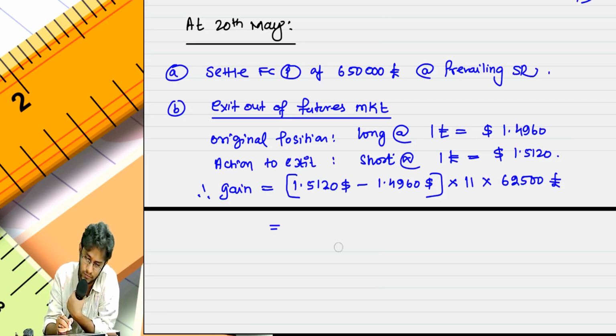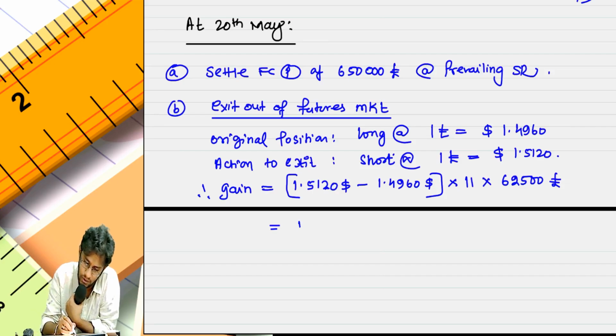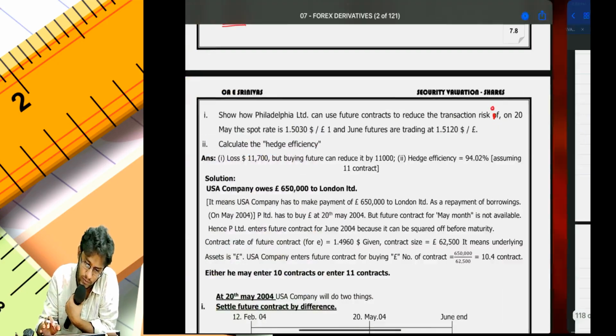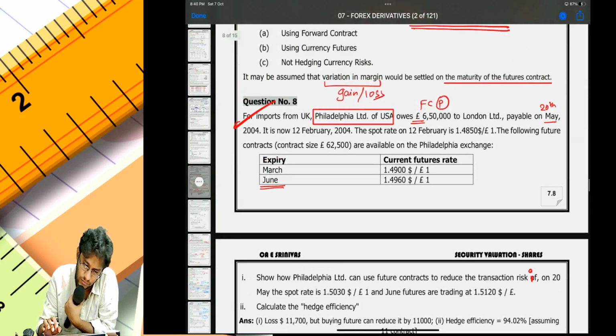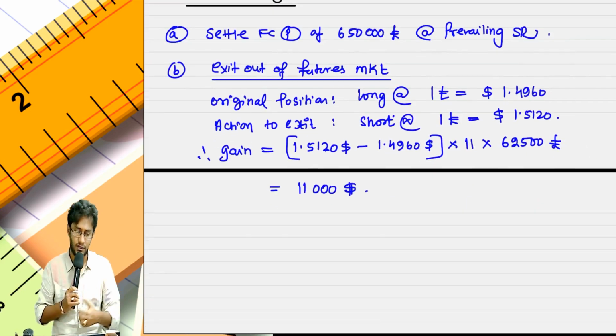Sorry. Yeah. Correct. Did I do wrong somewhere? No, I did it correctly, no? Gain is how much? 11,000. What is this? Which currency? Dollars. Why did I write pounds here? Are you a UK company or a US company? You are a US company. Okay.